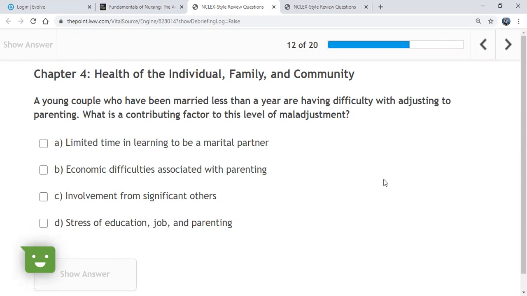A young couple who have been married less than a year are having difficulty with adjusting to parenting. What is a contributing factor to this level of maladjustment? I'll say A. Vote A. I like A, and I'll tell you why.